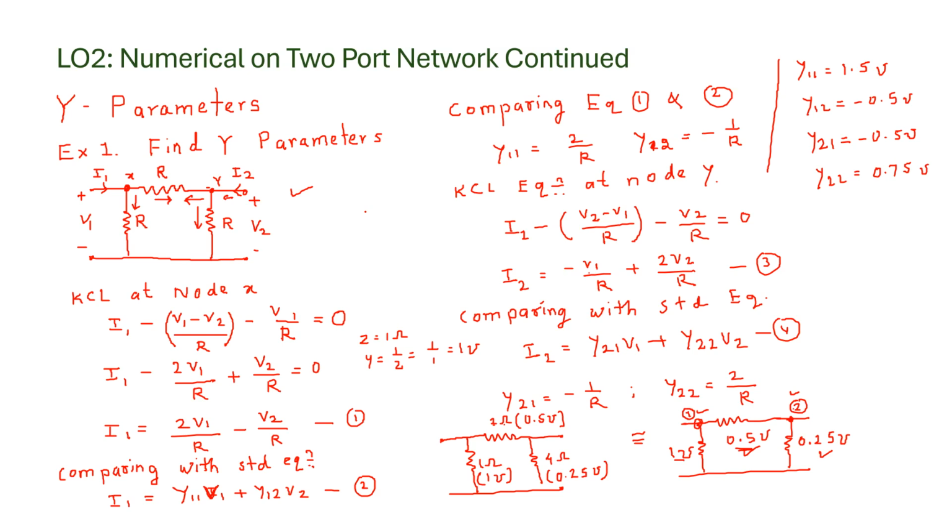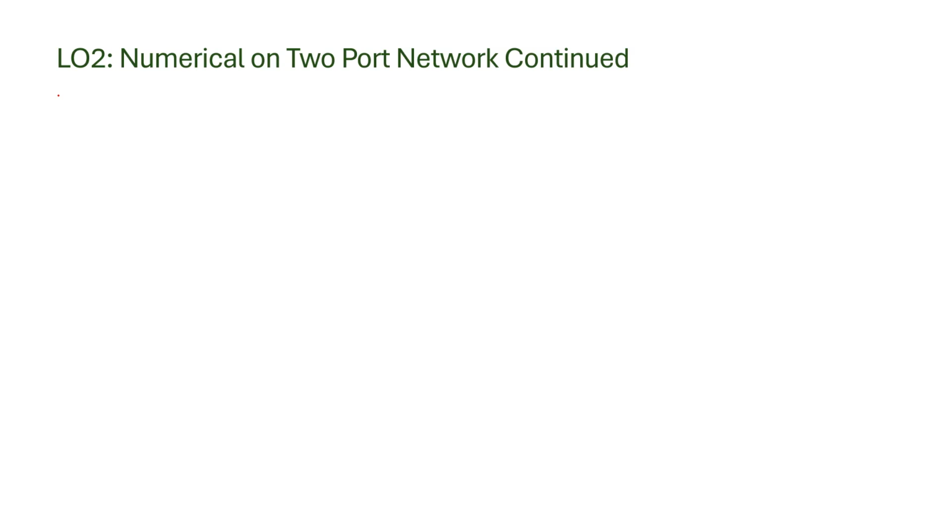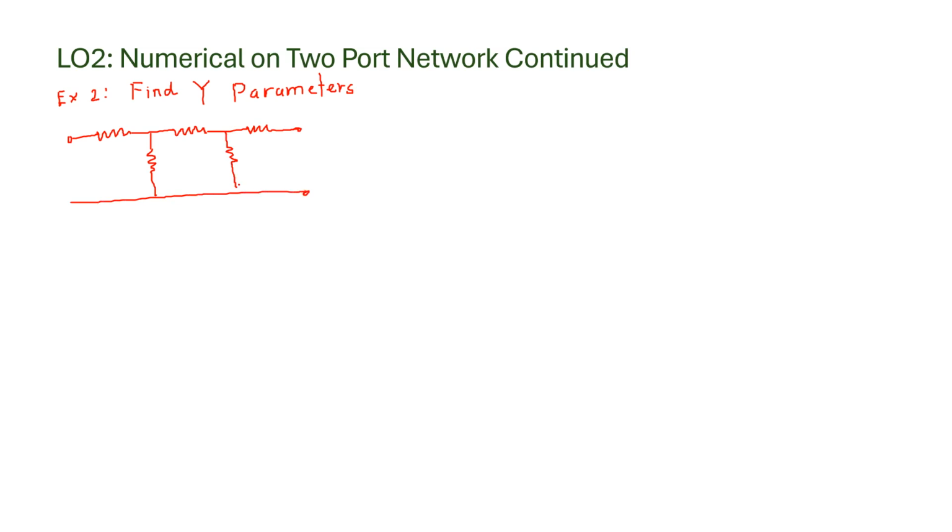Okay, now let us go to another problem. Now I'll take example number 2. Find Y parameters. I will take now the example which is asked in the university question paper. Okay, all values they are given as R ohm. Now we have to find Y parameters for this circuit.